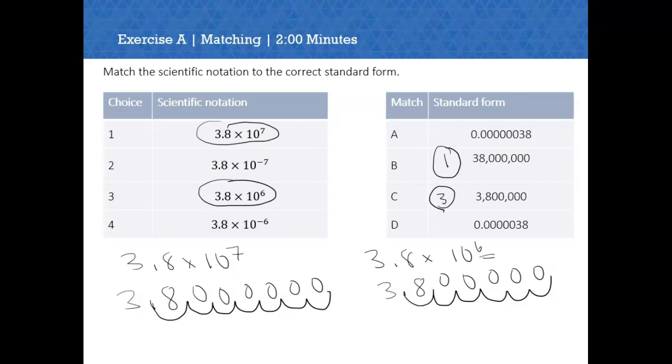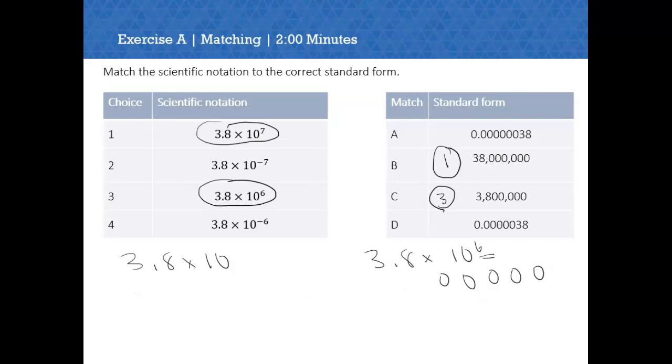Now, when we have a negative number, we make the number smaller. We move the decimal to the left. So again, we start where the decimal is and then we move it over.